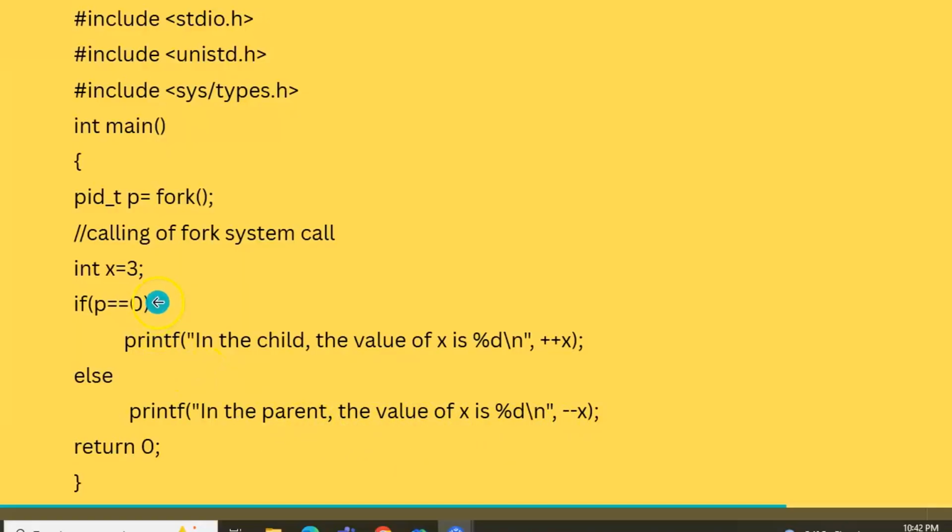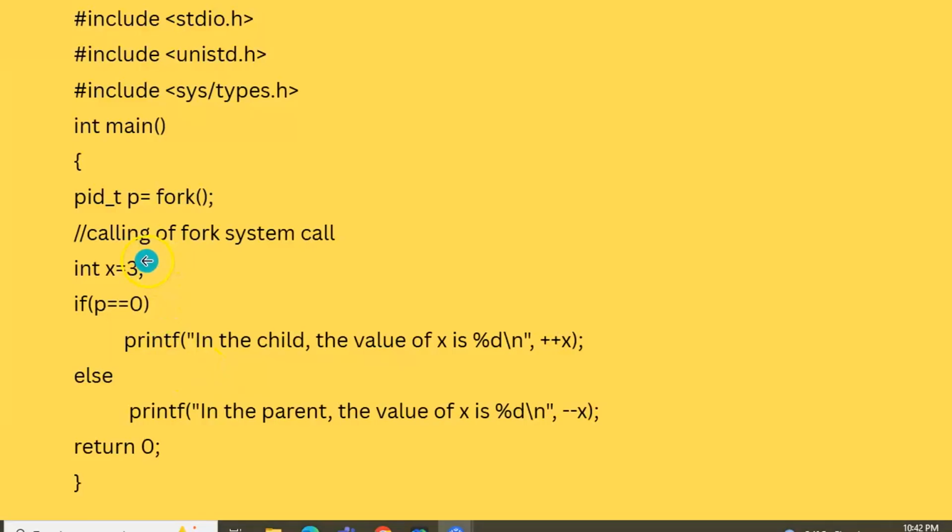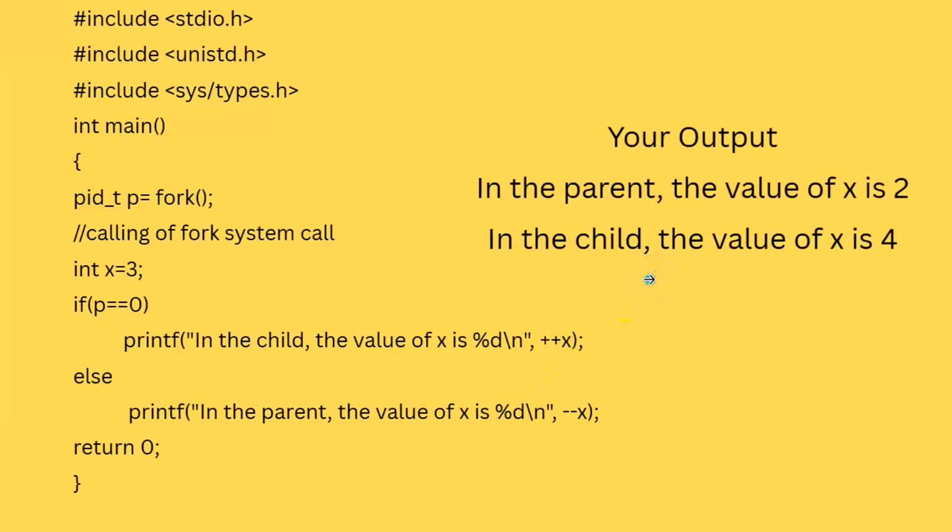Again, in the child process, execution starts right after the fork. So x is equal to 3. But in the child process, we have already seen that the process ID is equal to 0. So this statement will be executed. In the child, the value of x is pre-incremented, that is ++x. That means it will have 4. So you can see the output. In the case of the parent, the value of x is 2. In the child process, the value of x is 4.